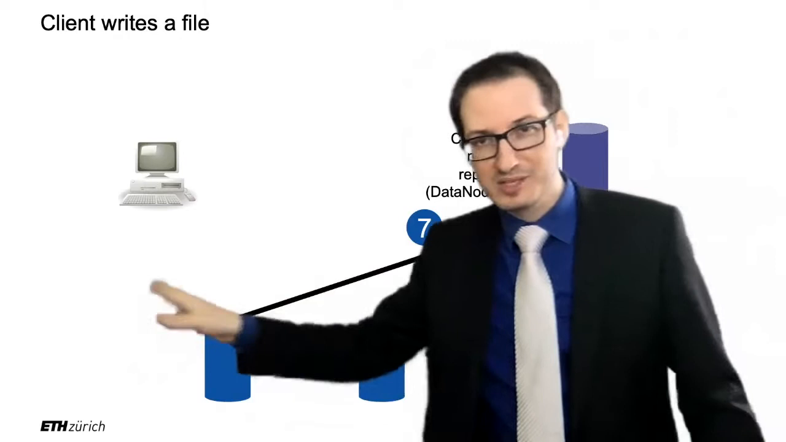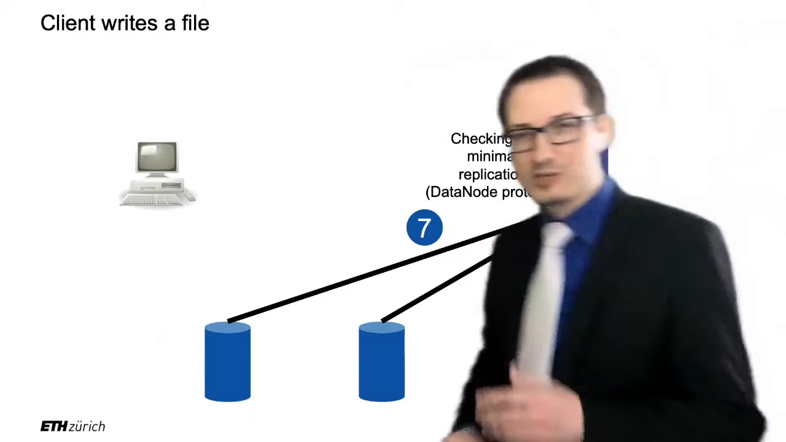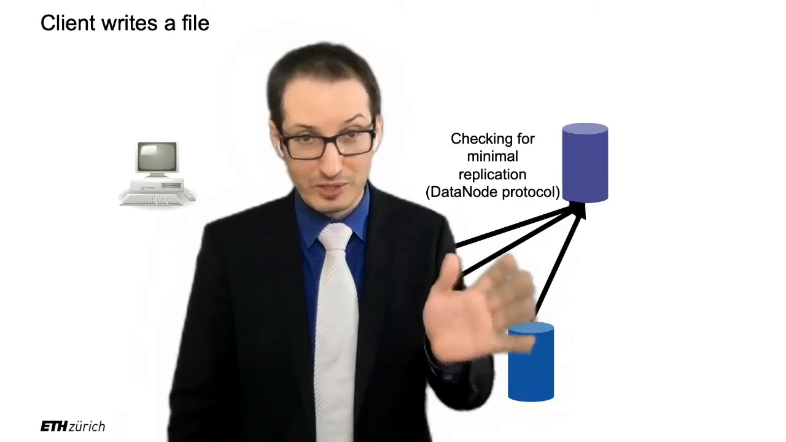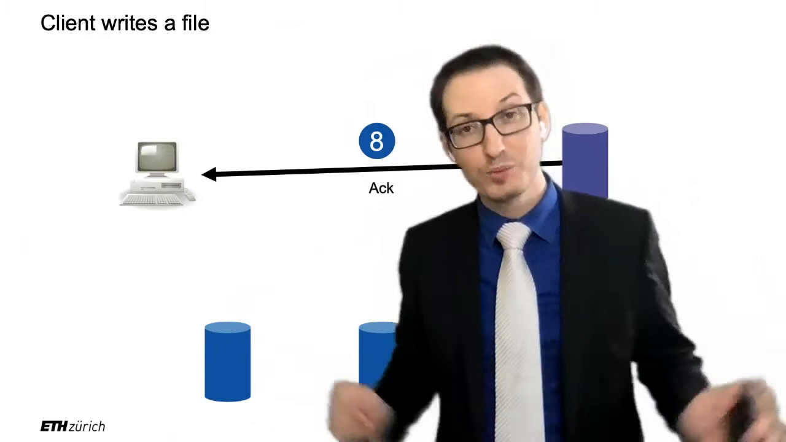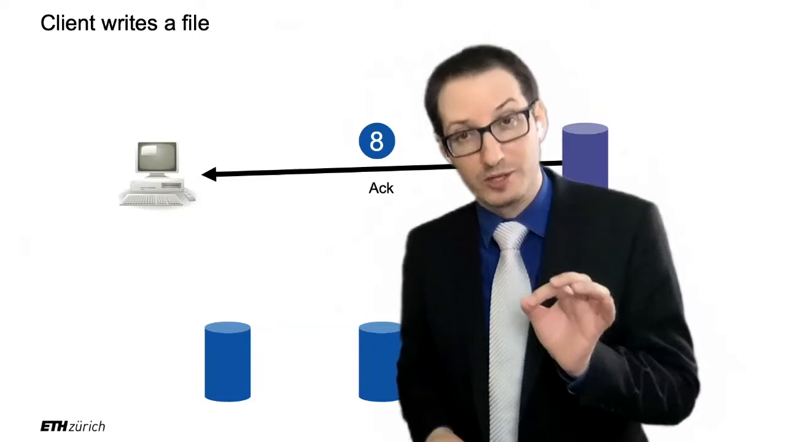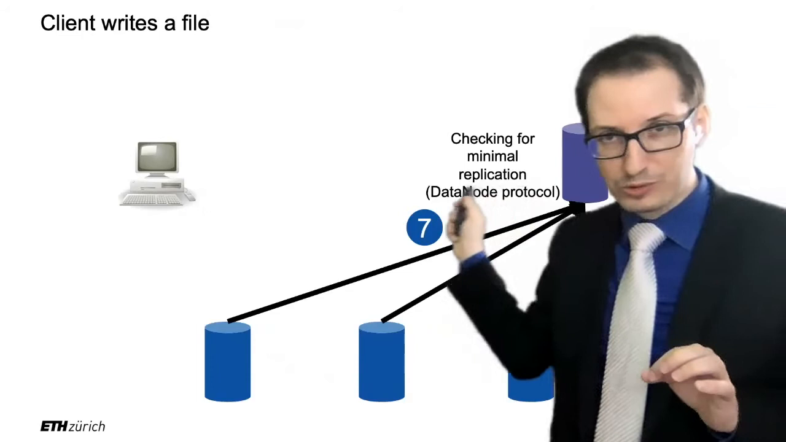So now the name node waits for what is called minimal replication. Maybe it doesn't need to be three. Maybe you can wait for two right now. It's enough to have two. And once you have this minimal replication, then you can acknowledge to the client and say, okay, that's fine. Your file is written. The lock is released. Everybody can read, right? This is called synchronous. Synchronous means the client is waiting for the name node to confirm that it's done. So minimal replication is synchronous.